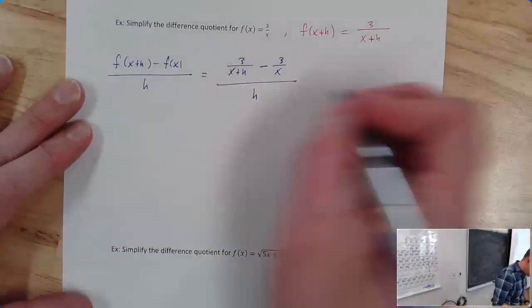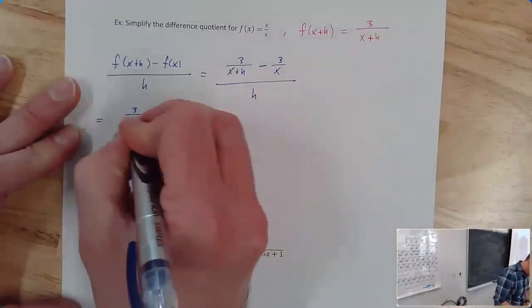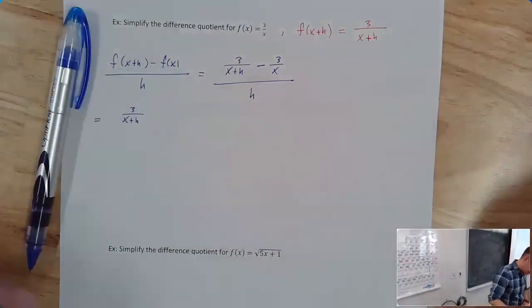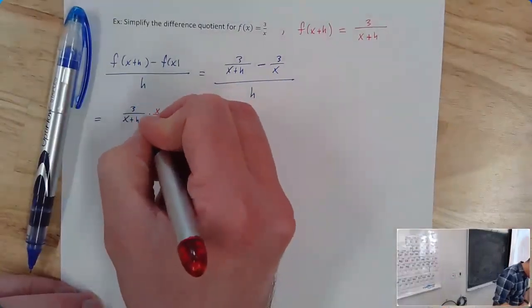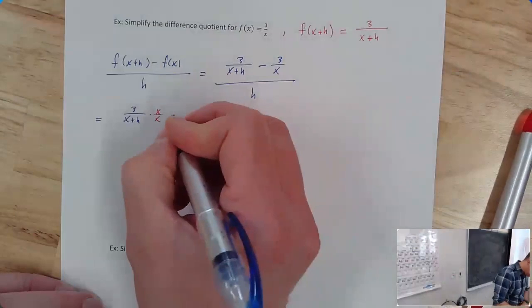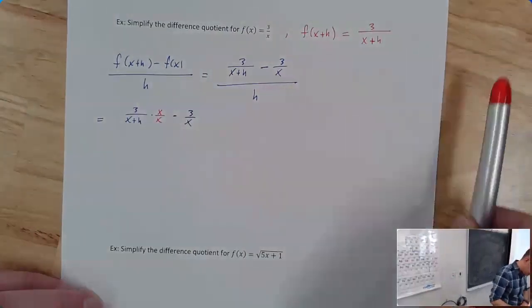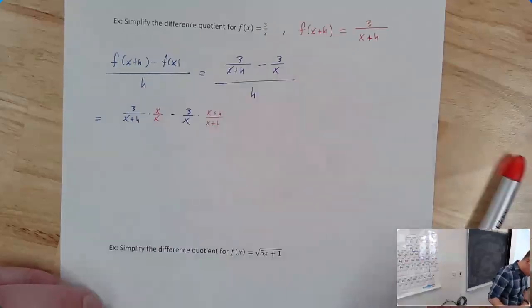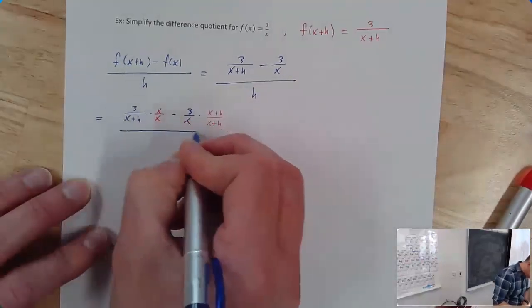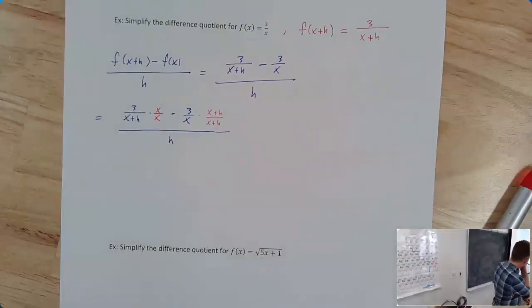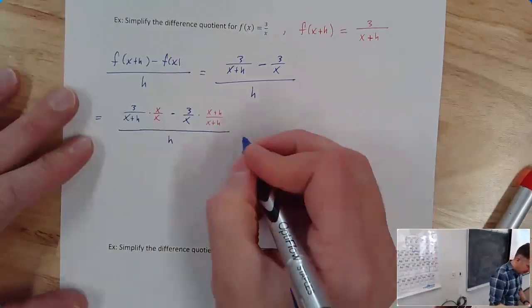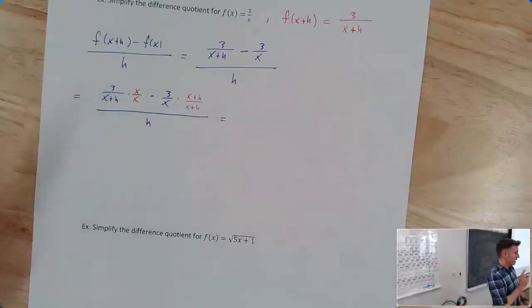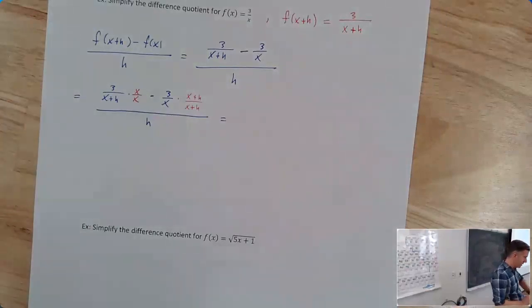So 3 over x plus h times x over x, minus 3 over x times x plus h over x plus h, all divided by h. Okay, so here's one thing we're going to do in the next step to make it a little bit easier. So don't write yourself a big fraction for the next one yet.